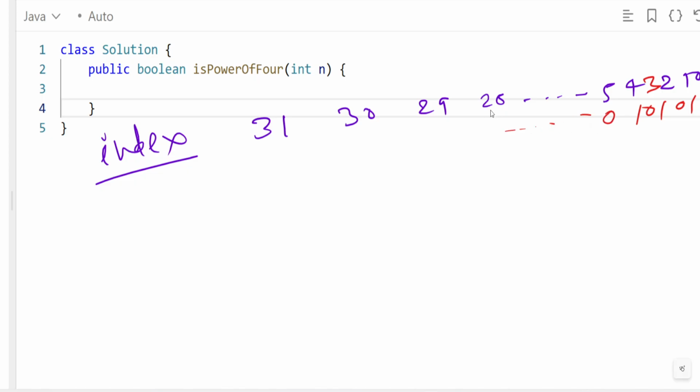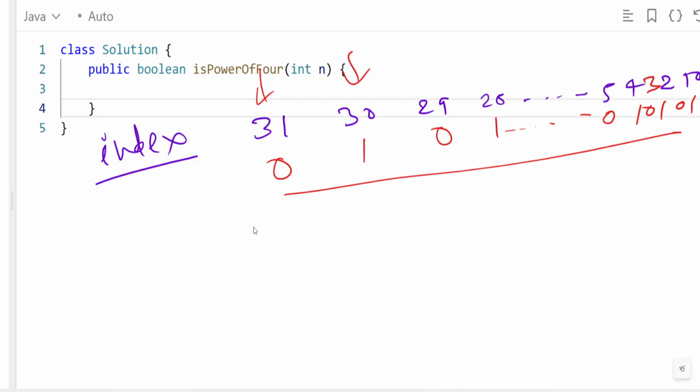Then for 28, what will we get? 1. 29, what will we get? 0. 30, what will you get? 1. 31, what will we get? 0. Remember, from 0 to 31, if you write that, all the even positions are 1 and all the odd positions are 0.